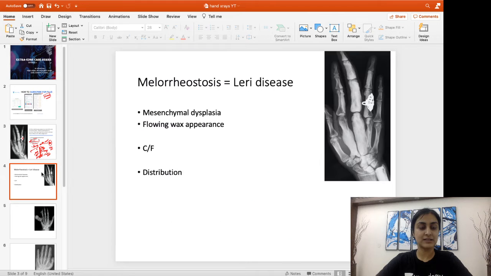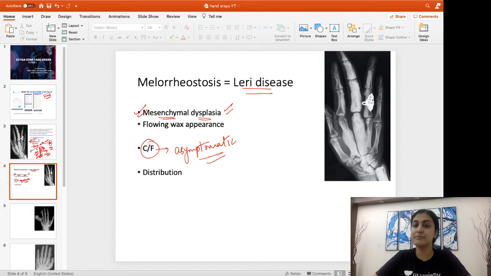Now very briefly, let's talk about this disease, melorheostosis, which is also called Leri's disease. It's a type of congenital dysplasia which involves the mesenchymal soft tissues. So remember, it's a congenital disruption in the development of the bone because of mesenchymal dysplasia. Although it is present at birth, very rarely does it present with symptoms. Clinical features, remember, in the majority of cases it will be asymptomatic and usually will be an incidental diagnosis for an X-ray done for some other reason.